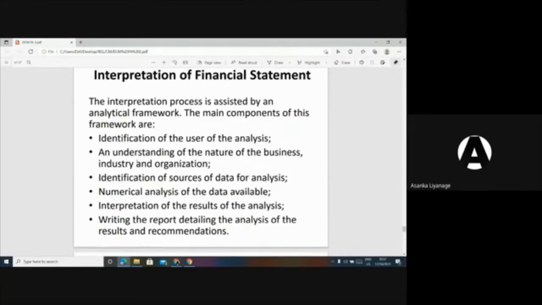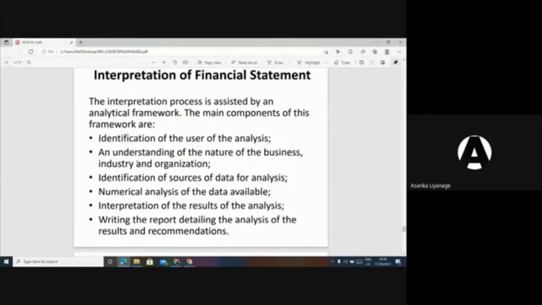Then identification of sources of data for analysis. Make sure that you use audited financials for the analysis, at least an audited financial statement. The financial statement should be audited by a qualified person, normally a chartered accountant. His seal should be there. If you have any questions related to the financial statement, you can directly contact the chartered accountant or the auditor for clarification. That is the source you need to take.